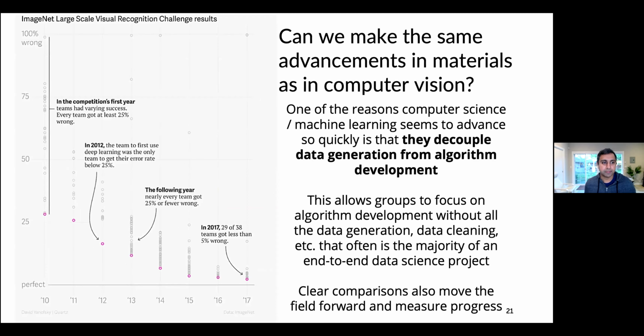So if you were to actually plot, on the left is the plot over time from the year 2010 to the year 2017, how well did the various machine learning algorithms do on this sort of image analysis problem, again, classifying images into cats or trains or whatever.